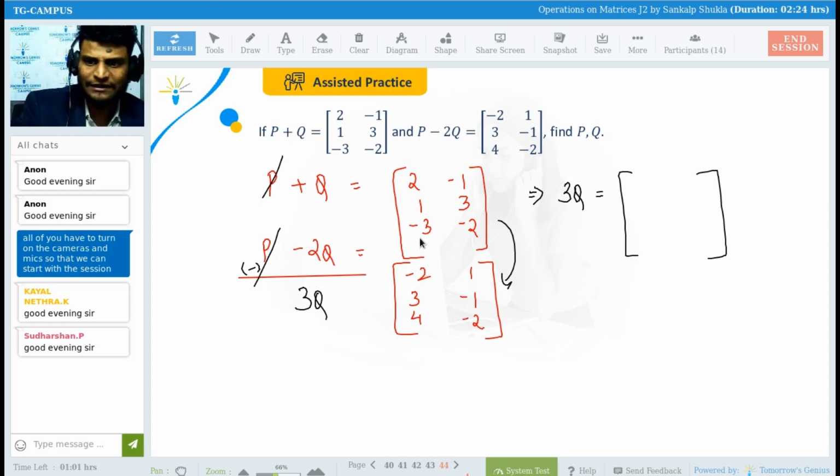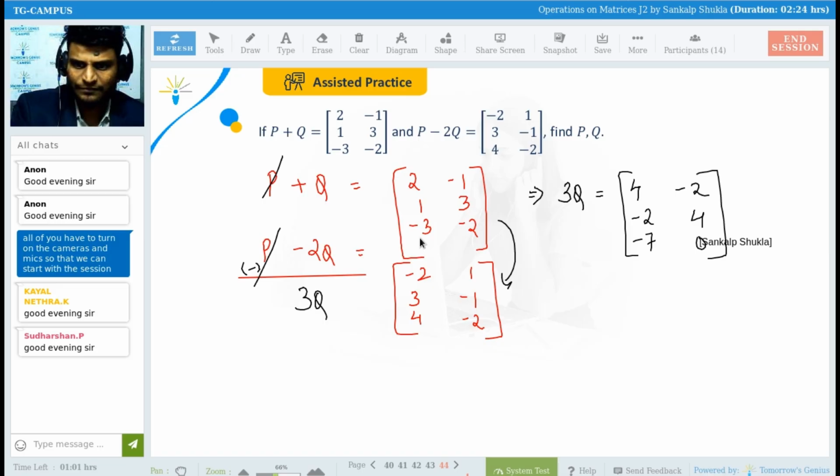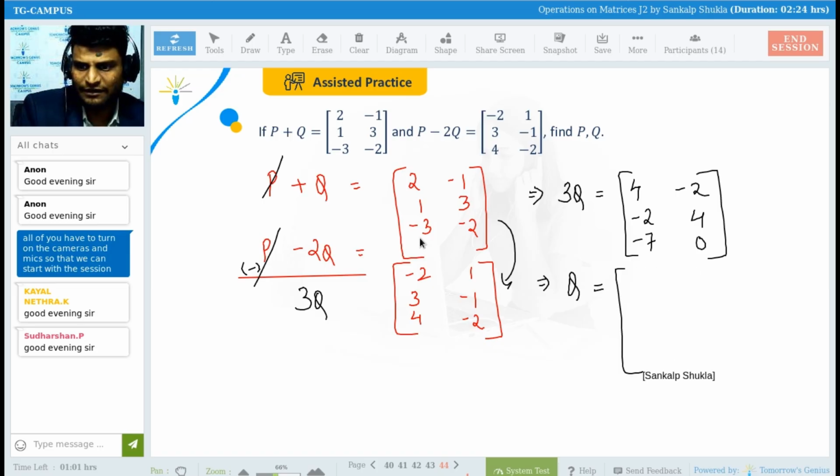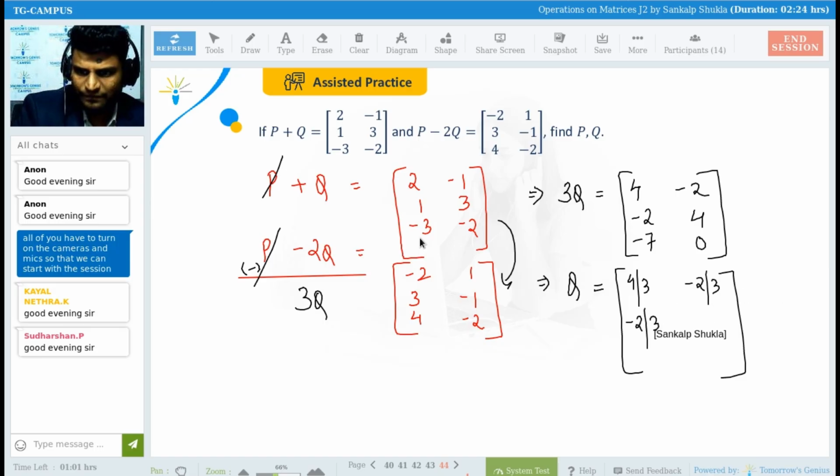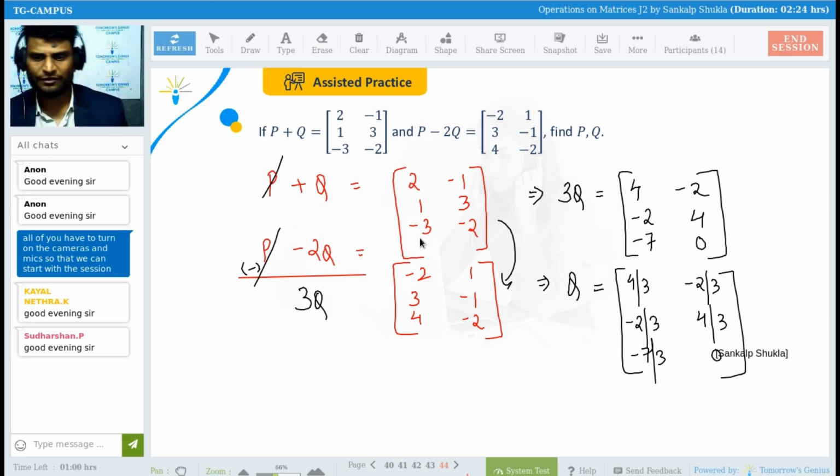Yes. So 2 minus minus 2 will be 4. Minus 1 will be minus 2. 1 minus 3, 3 minus minus 1 will be 4. Minus 3 minus 4 will be minus 7. Minus 2 plus 2, 0. Yes. So if 3q is this, then you can easily find q. So just divide each and every element by 3. So it is 4 by 3, minus 2 by 3, minus 2 by 3, 4 by 3, minus 7 by 3, and again 0. So this is the value of q.